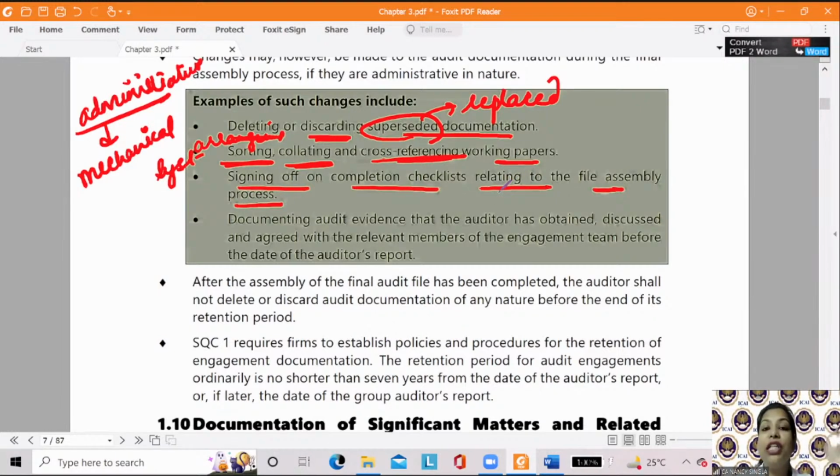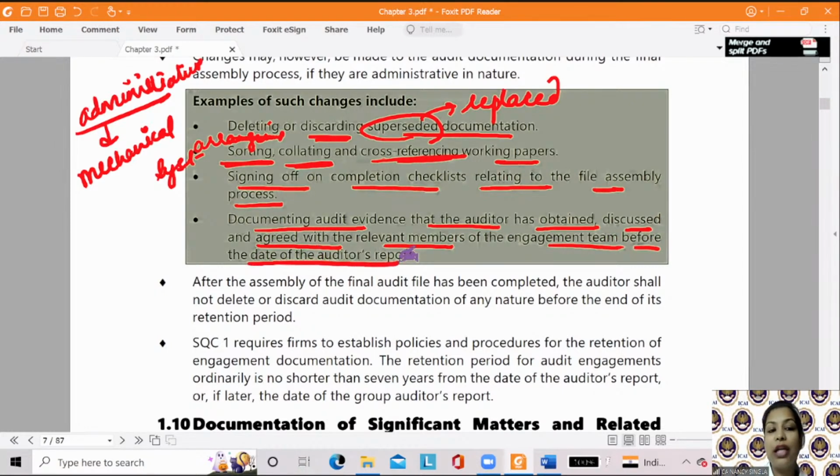Signing off means putting your initials, right, putting a tick against the checklist that okay, all this work has been done. Documenting audit evidence that the auditor has obtained, discussed and agreed with the relevant members of the engagement team before the date of auditor's report. So whatever work you have done before the date of auditor's report, any audit evidence that the auditor has obtained, has also been discussed with the team members before the date of auditor's report. So what work are we doing now?